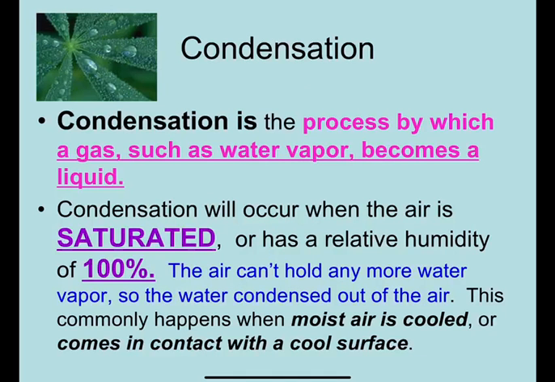So let's discuss condensation. We have discussed condensation in the past, but let's review it one more time. Condensation is the process by which a gas, such as water vapor, becomes a liquid. Condensation will occur when the air is saturated or has a relative humidity of 100%. The air can't hold any more water vapor, so the water condenses out of the air. This most commonly occurs when moist air is cooled or comes into contact with a cool surface, which is why when you wake up in the morning and go outside, there's a lot of dew and water on the ground because the temperature dropped overnight.